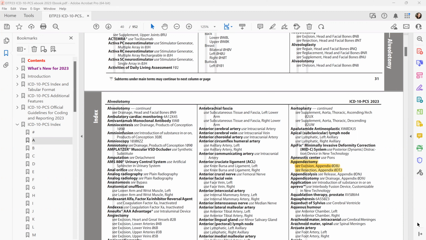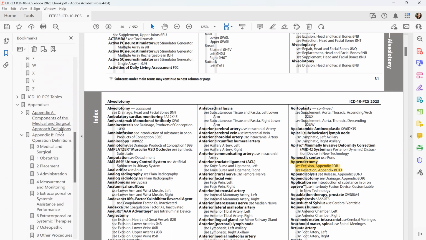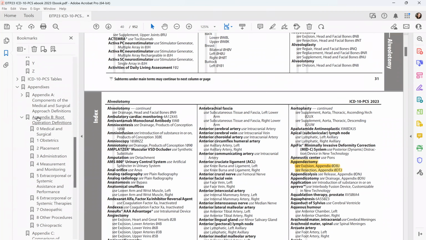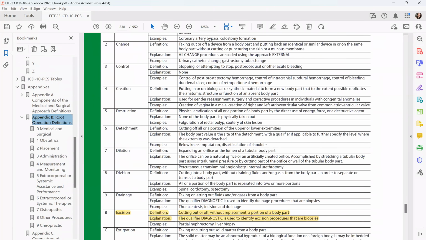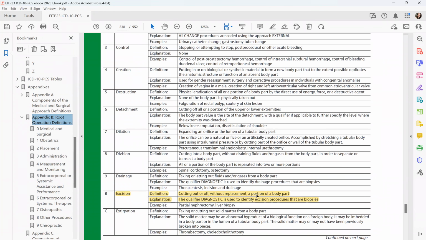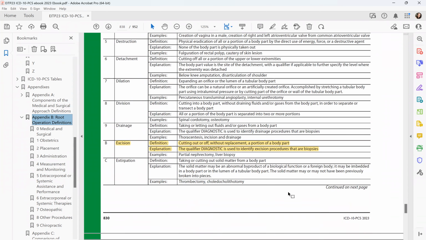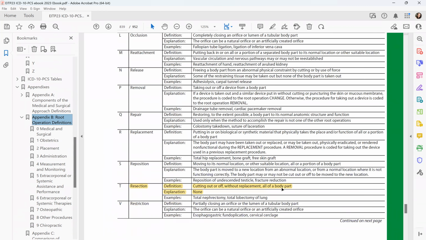To aid you, you have the table, the appendixes in the back. And let's take a look at that. That gives you the breakdown of what the root operations are. And here you have it. A note here: excision, cutting out or off without replacement, a portion of a body part. Right? Versus a resection, which is cutting out or off without replacement, all, keyword that makes it different, of a body part. Right? So again, as mentioned, the whole key here is to understand the different root operations.